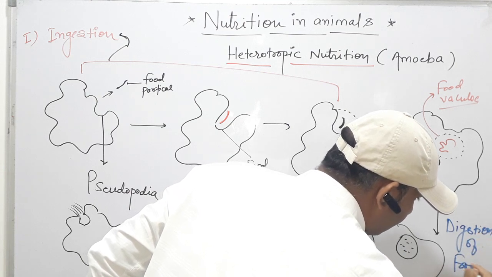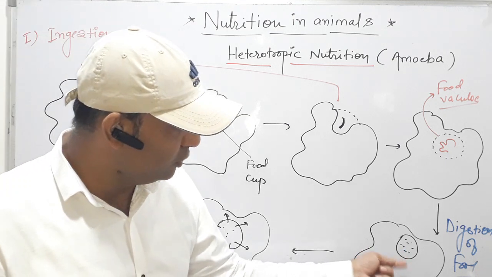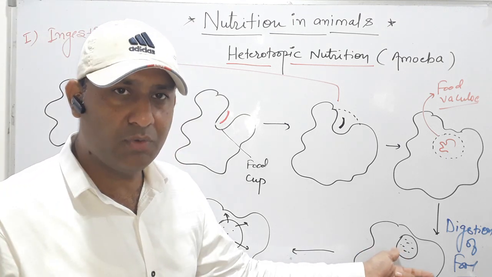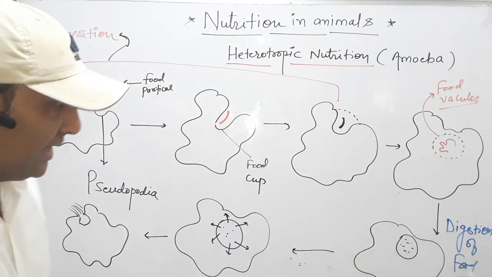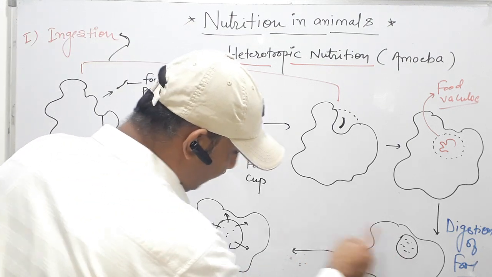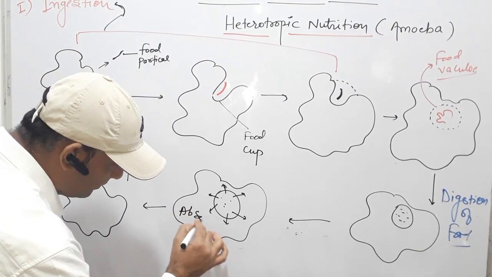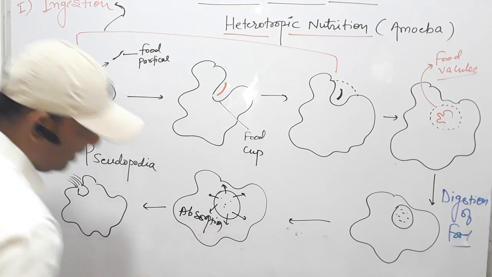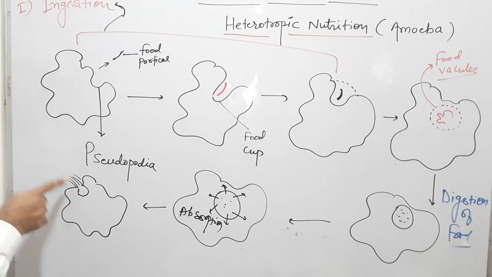Digestion of food. With the help of suitable digestive enzymes, the amoeba food vacuole, which contains the lytic enzyme or digestive enzyme, digests the carbohydrate, protein and lipid. And now digested food is released into the cytoplasm. So here the digestion takes place, and in this diagram the absorption takes place. After absorption, the undigested food vacuole is released towards the cell membrane area, where it is released outside the body. The process is called egestion.